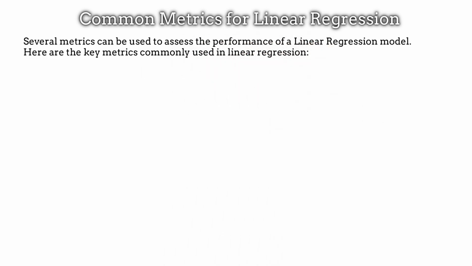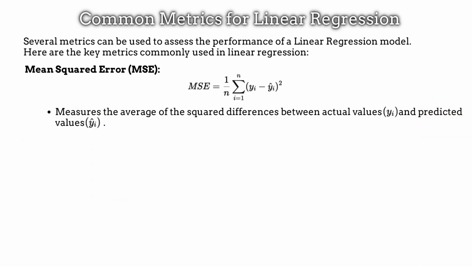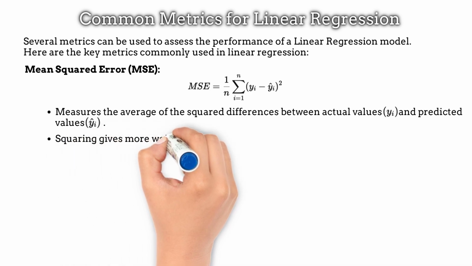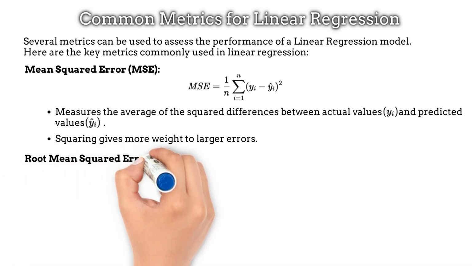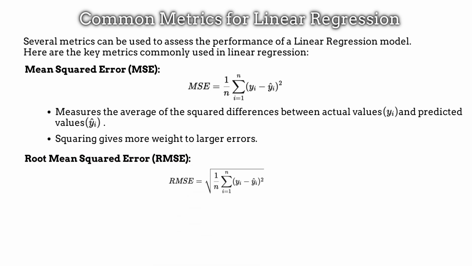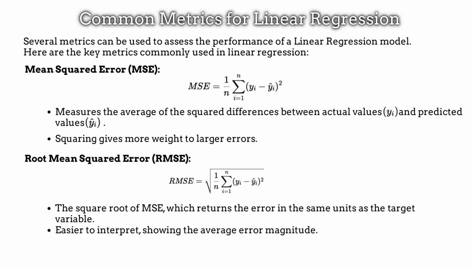Let's explore some common metrics for evaluating linear regression models, focusing on how they relate to actual values and predicted values. Mean squared error, MSE, measures the average of the squared differences between actual values y and predicted values y hat. It is calculated by taking the differences between each actual value and its corresponding predicted value, squaring those differences, and then averaging them. By squaring the differences, MSE emphasizes larger errors, making it particularly useful for identifying significant prediction mistakes. Next, we have root mean squared error, RMSE, which is simply the square root of MSE. This metric provides the error in the same units as the dependent variable y, making it easier to interpret. RMSE gives a clear indication of the average magnitude of the prediction errors.